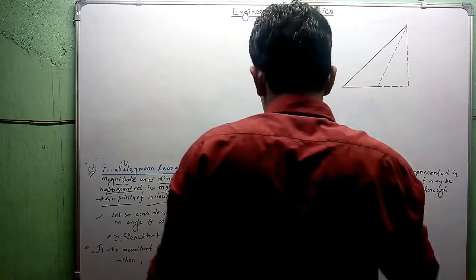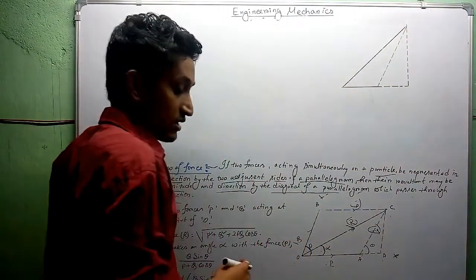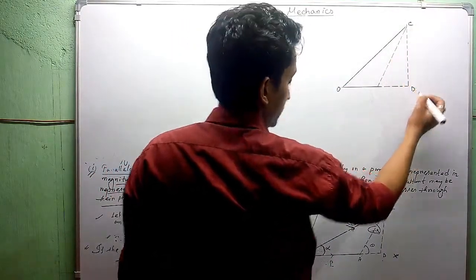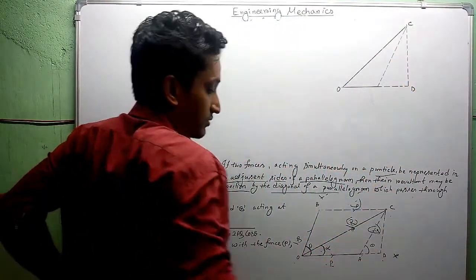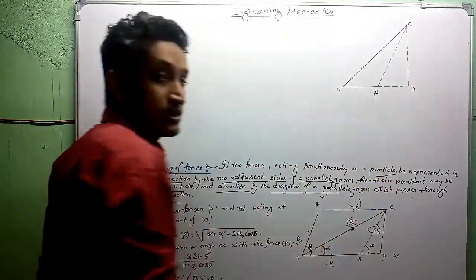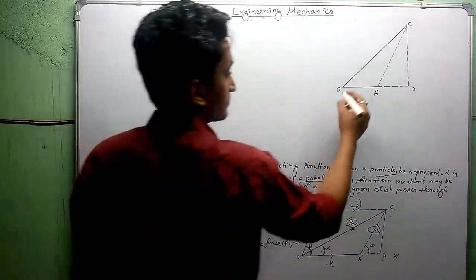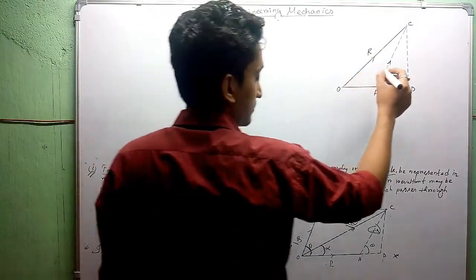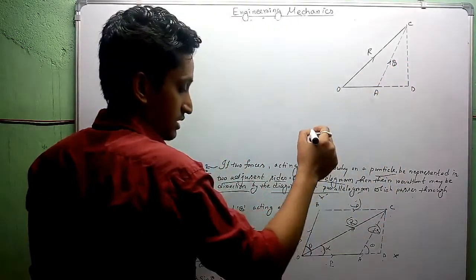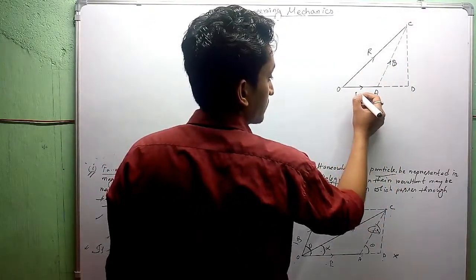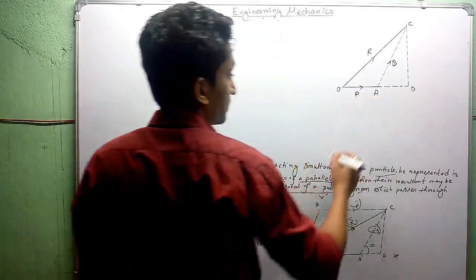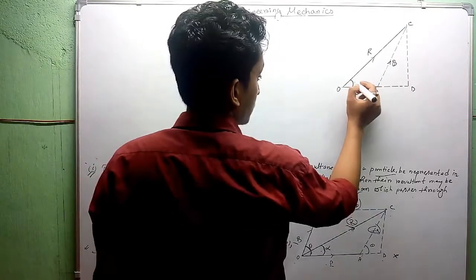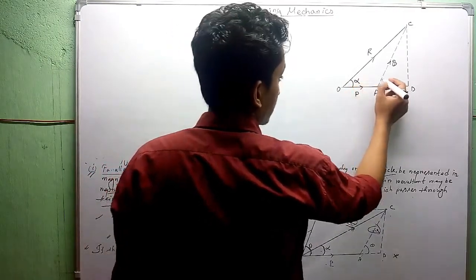OK, here is the diagram of the triangle OCD. Point A is here, and that is the value of R, that is the value of Q, and that is the value of P. Here is the angle called alpha and here is the angle called theta.